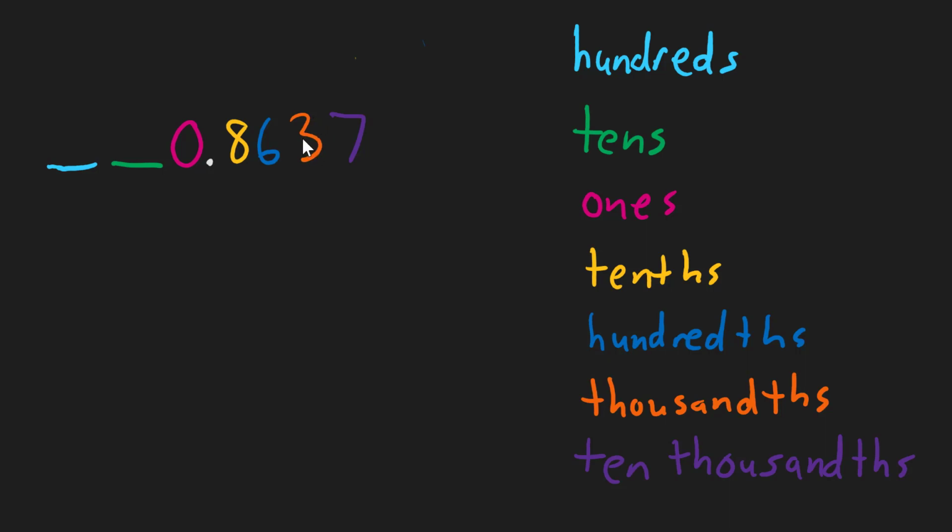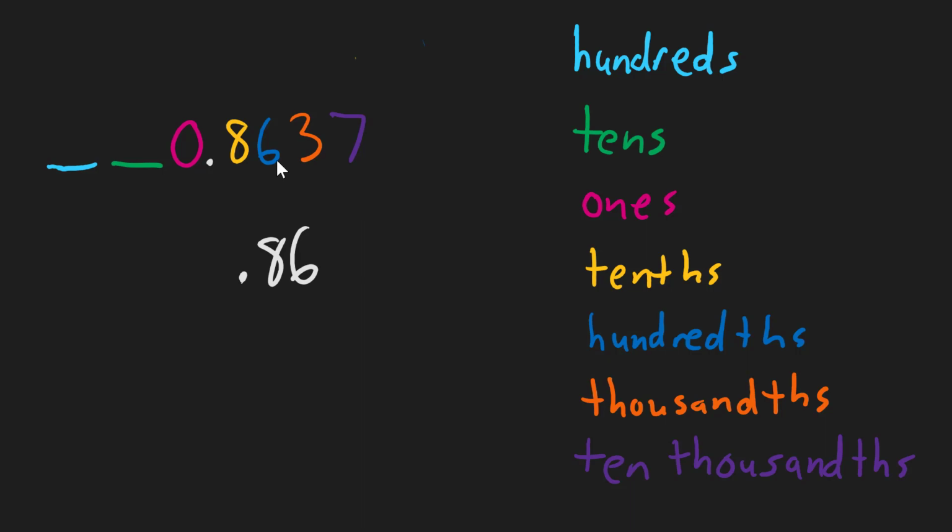Now, if this number is less than 5, in other words, if it's 0, 1, 2, 3, or 4, then we are going to round down. If it's 5 or greater, in other words, 5, 6, 7, 8, or 9, then we're going to round up. And so 3 is less than 5, so that means we are going to round down, and so the answer is 0.86. Now, if this 3 was a 5, then we would round up. The answer would be 0.87. But that's not the case for this problem.